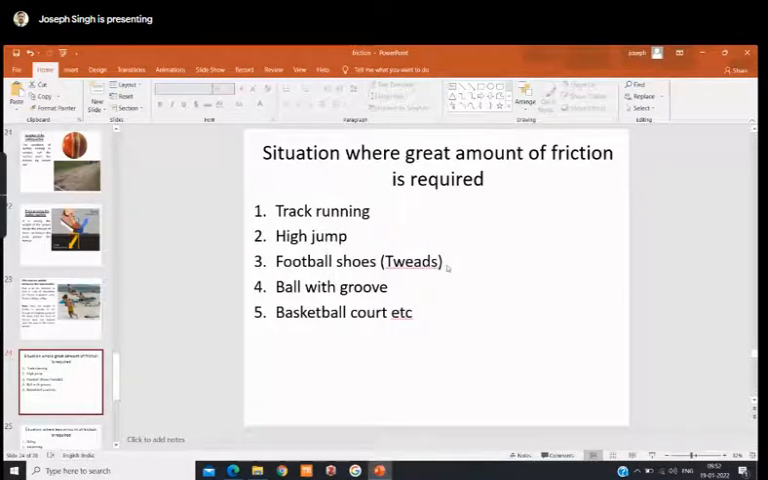Same in hockey also, because in hockey, what is there? Water is on the surface, so we need a good amount of grip in the shoes to overcome that low friction. In hockey we put water so that there is less friction for the ball, but that means the surface is nearly frictionless. So we need good shoes so that we can maintain dynamic balance.